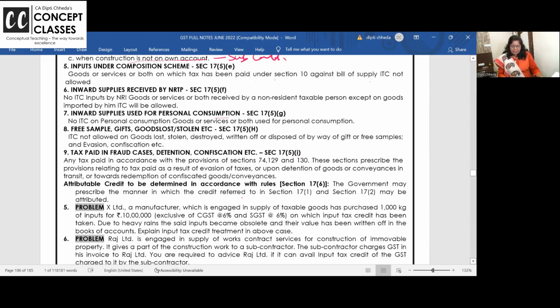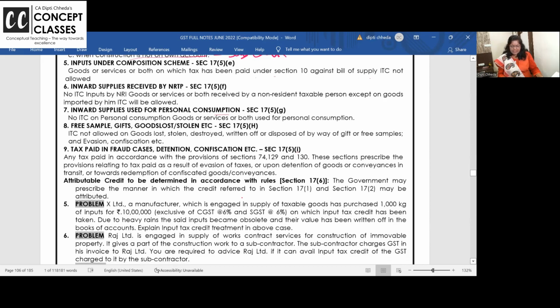Free sample, gifts, goods lost, stolen, etc. You purchase the goods, availed ITC, now the goods are lost. Reverse the ITC, and on the lost goods, you can file insurance claims. Same for goods destroyed, written off or disposed of.